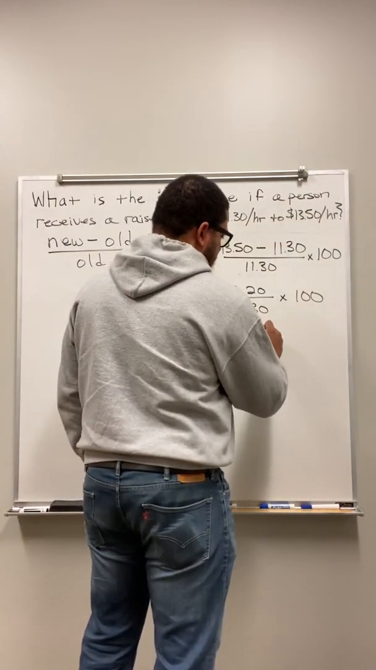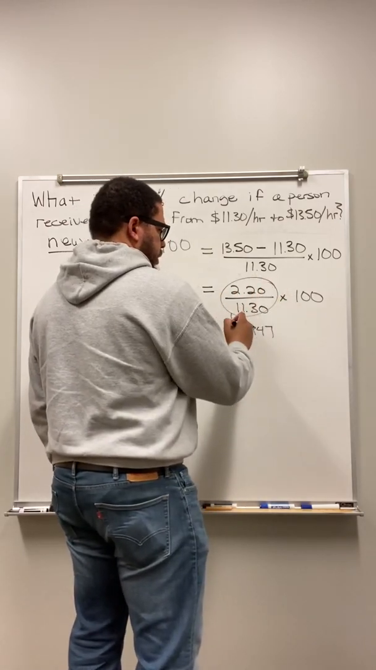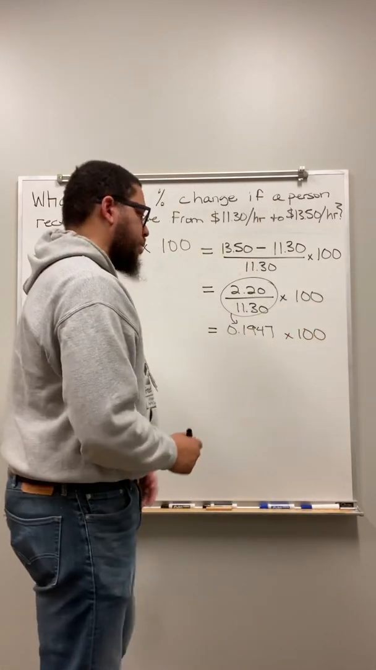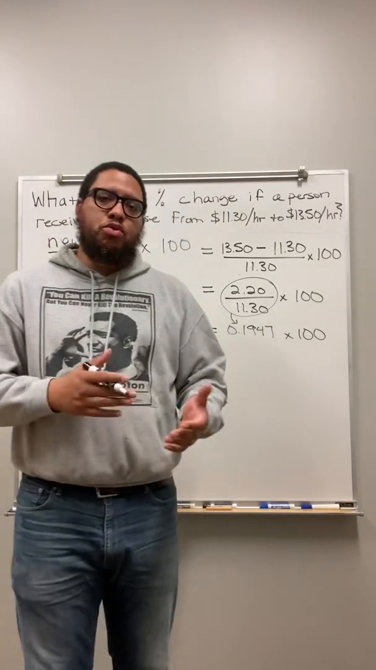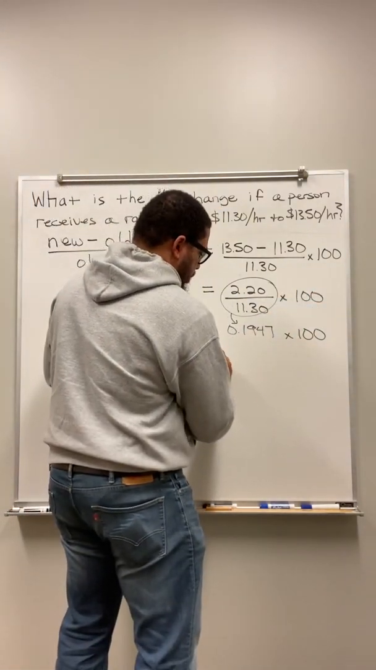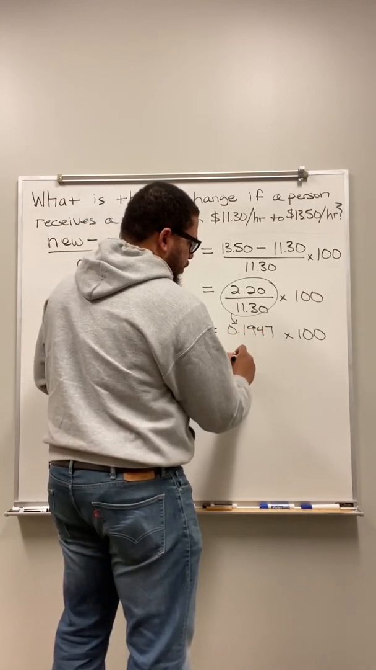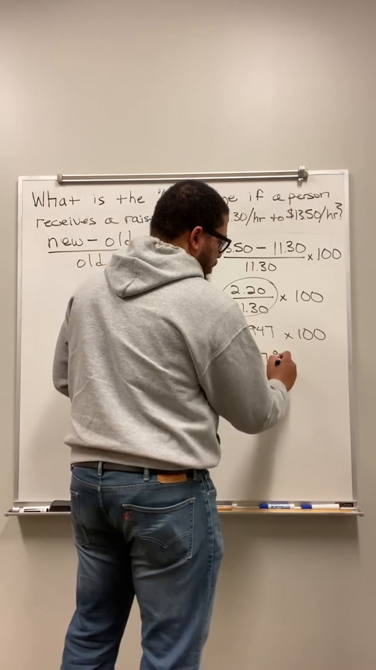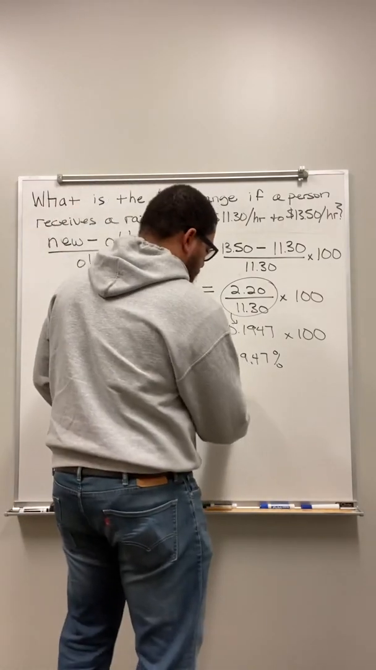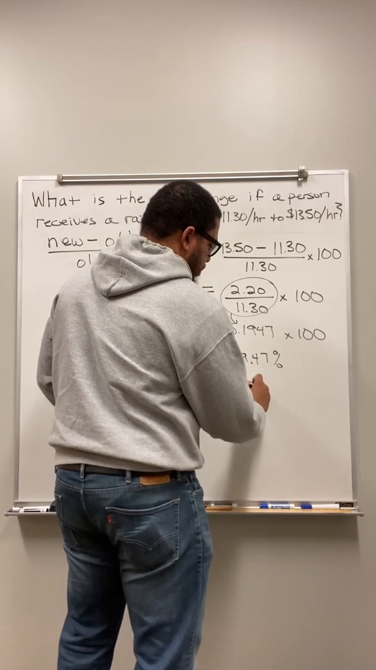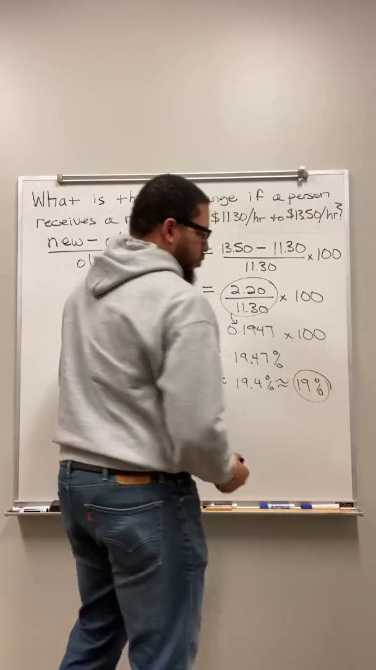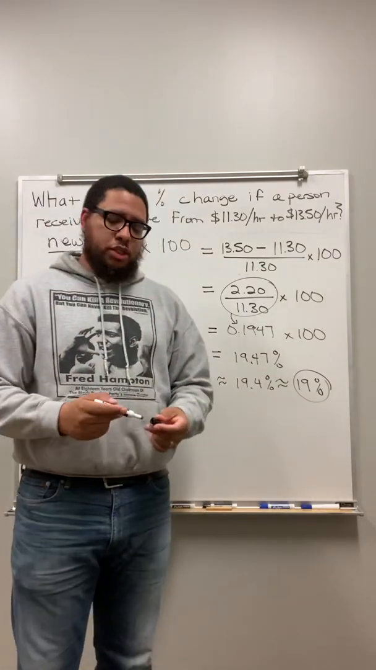So I got 0.1947. But I still have the times 100 over here. That's how I put it into a percentage, by multiplying by 100. Another way to think about that is just moving the decimal point two spaces to the right. This gives us 19.47%. If I wanted to round it to the nearest tenth, 19.4%, or I could round to a whole number and make it 19%. So this person is looking at a 19% raise, which is really close to a 20% raise.